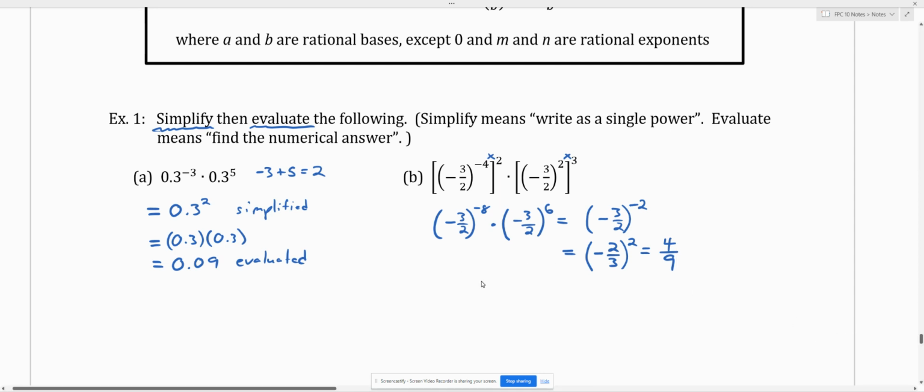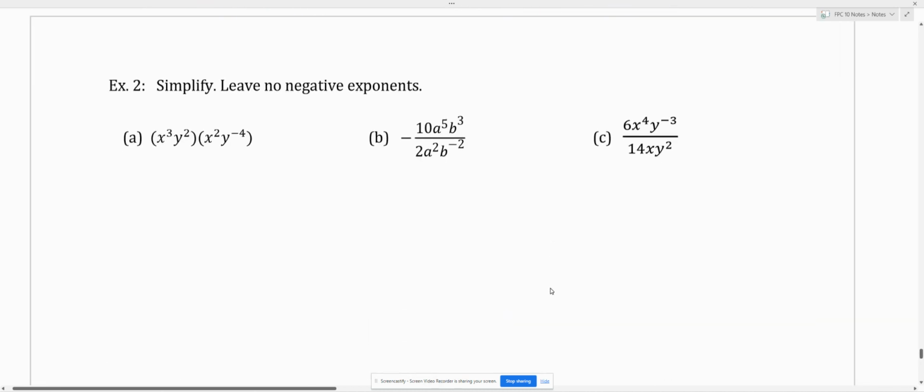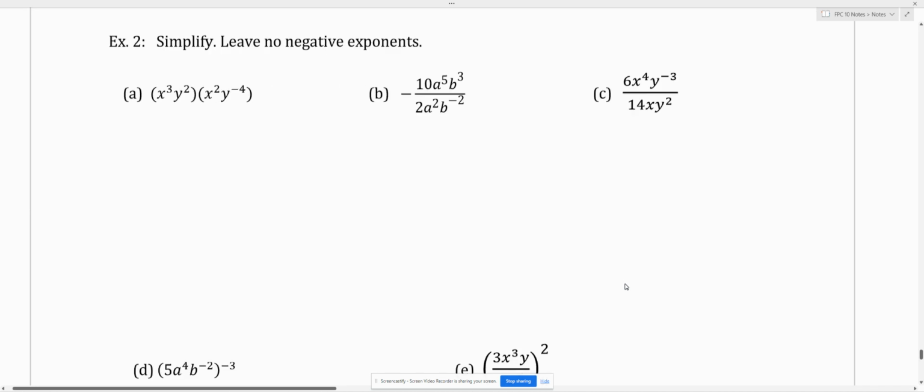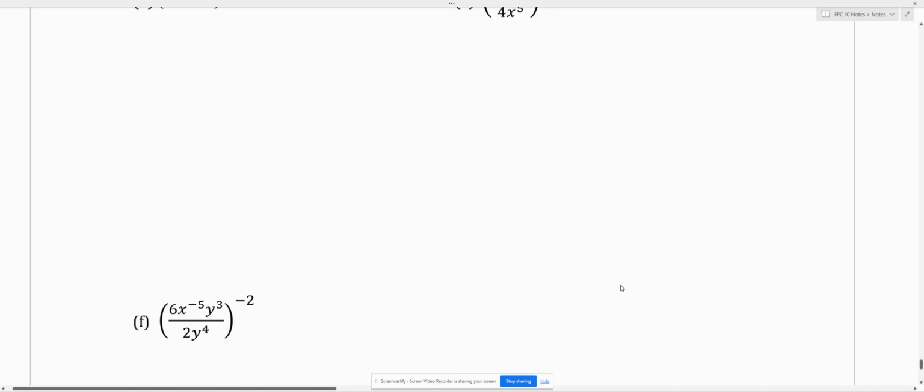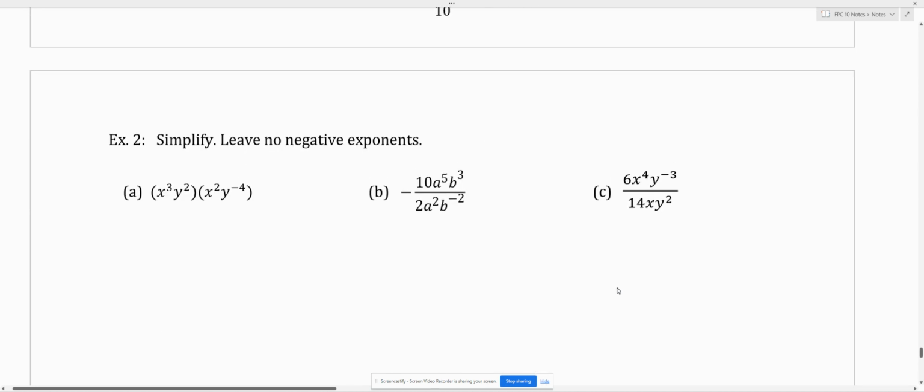That's fully simplified. And then our last step was the actual evaluation step. So let's try some of these. These are about as tough as they're going to get. You'll see a couple more challenging ones, but we're going to work through these, and for a couple of them, I'm going to show you a few different pathways and a few key things to look out for so that you don't make common mistakes with our exponents.